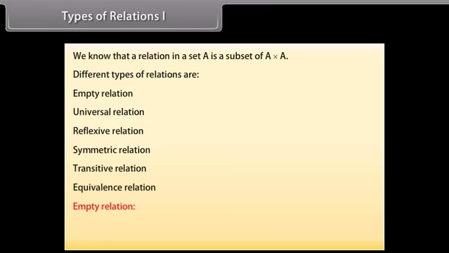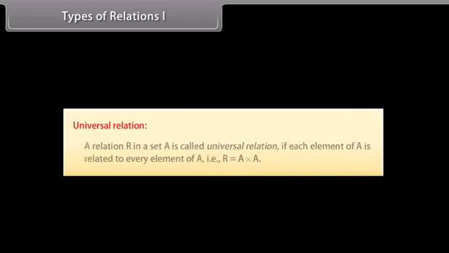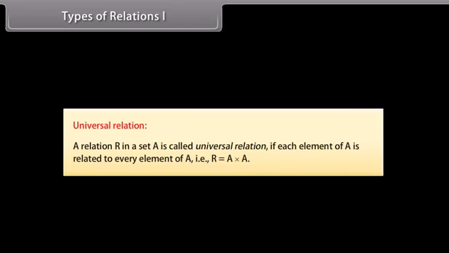Empty relation. A relation R in a set A is called empty relation if no element of A is related to any element of A. That is, relation R is equal to the null set, which is a subset of A cross A. Universal relation. A relation R in a set A is called universal relation if each element of A is related to every element of A, that is, R is equal to A cross A. Types of relation 2.